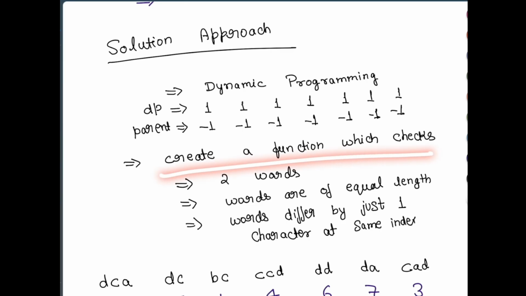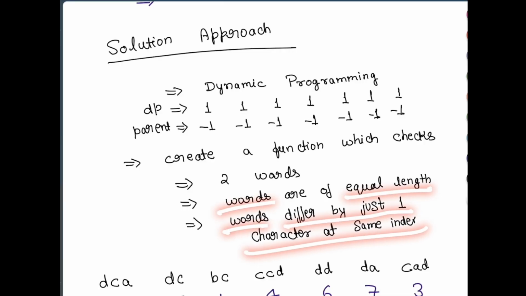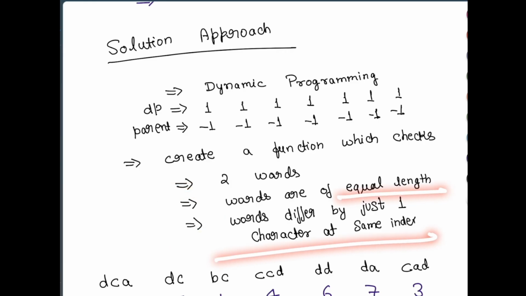Now you need to create a function which will check for one very important thing. If you are given two words, then this function will return true if the words are of equal length and the words differ by just one character at the same index. Now these are the two checks which we need to do, right? So we will check that the words are of equal length with a difference of just one character at the same index.